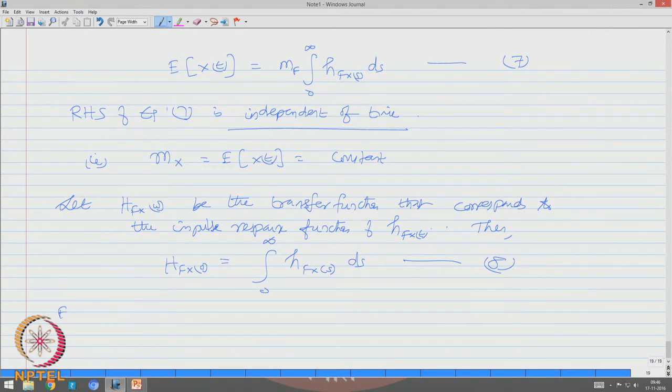Now, equation 7 can also be rewritten as the expected value of x of t is mf times H f x 0, because integral 0 to infinity of h f x s ds is actually equal to H f x 0, which is again mx, because E x of t is mx. It means mx is actually H f x 0 times mf.